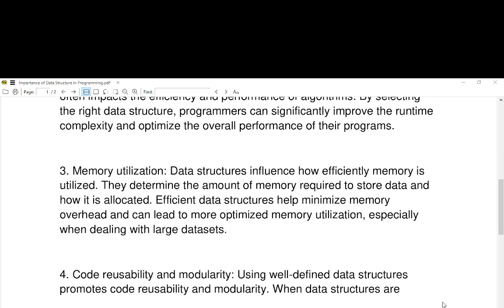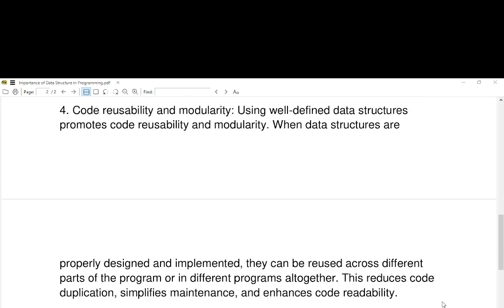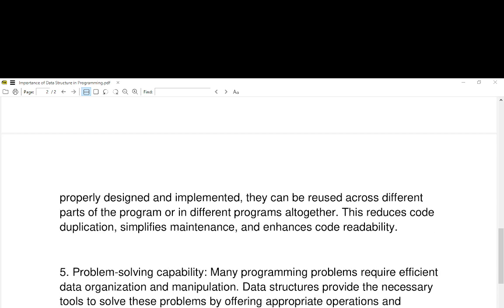Number four, code reusability and modularity. Using well-defined data structures promotes code reusability and modularity. When data structures are properly designed and implemented, they can be reused across different parts of the program or different programs altogether. This reduces code duplication, simplifies maintenance, and enhances code readability.